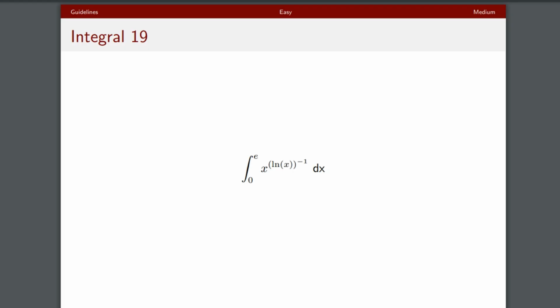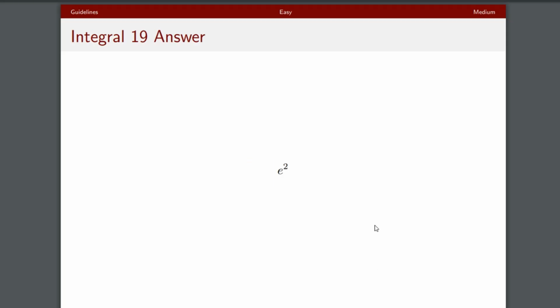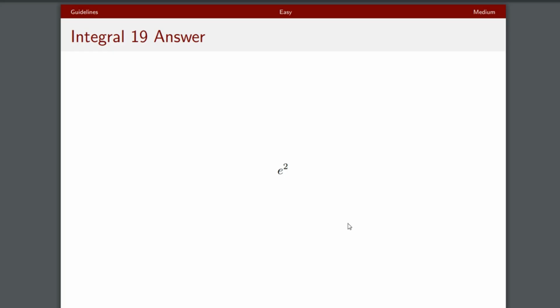Wait, let me. So we have 0 to e of x ln of x negative 1. Oh, it's this, which is equal to e. So we should have e squared, right? Yeah. If you do L'Hôpital's rule, you let x, right? And this is going to cancel out as e, because ln of x over ln of x, they cancel out. Okay, awesome.